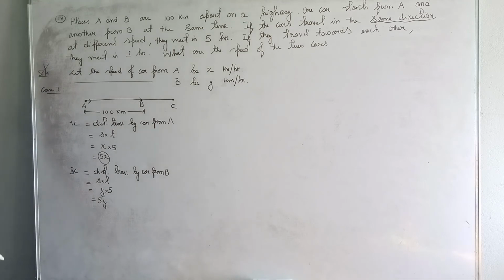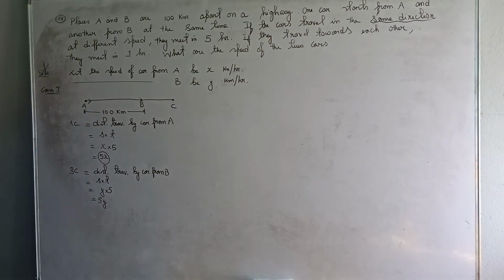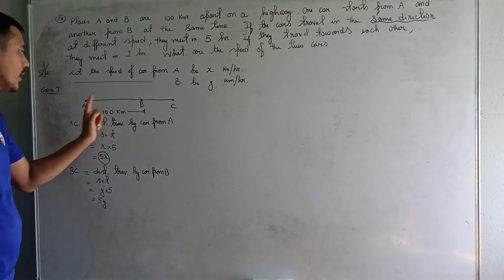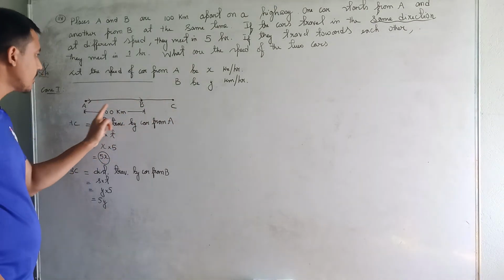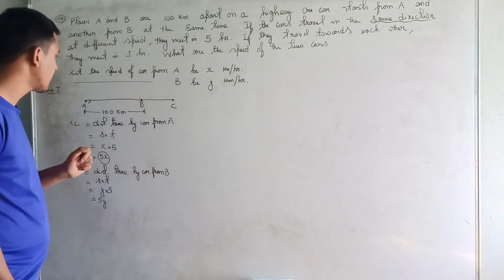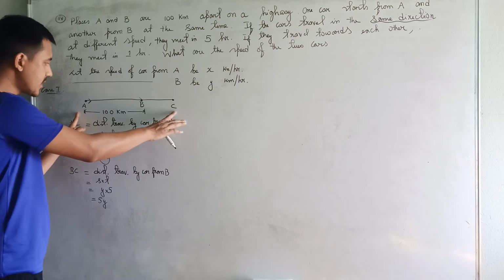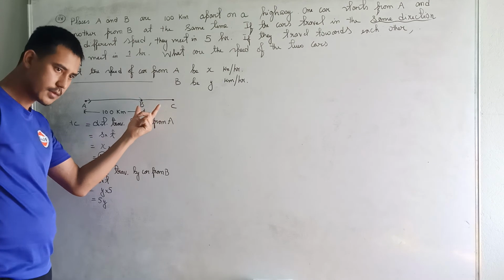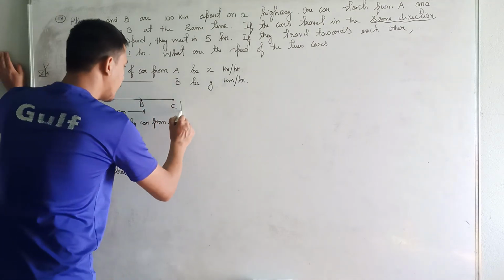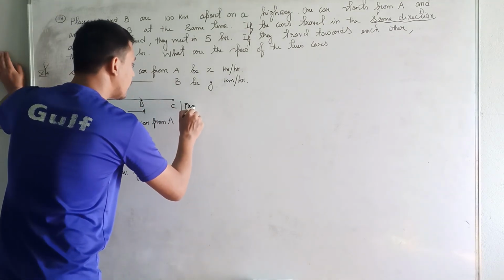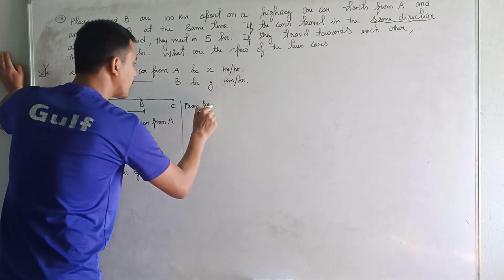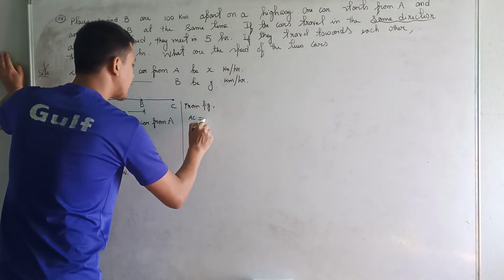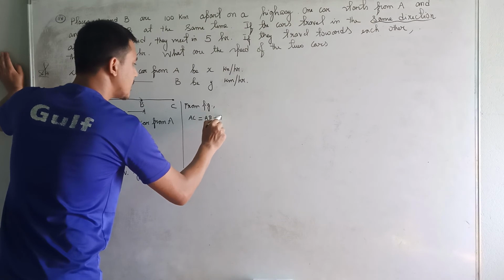Now look at the figure. Which is the longest line in the figure? AC. Can you break up AC? From the figure, AC can be expressed as AB plus BC, right?